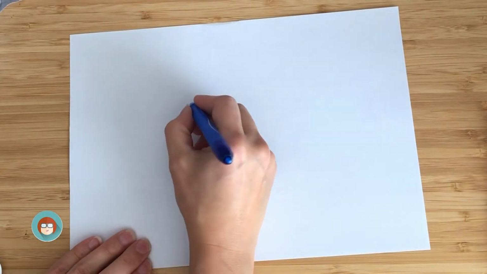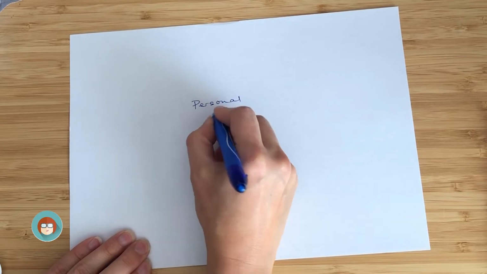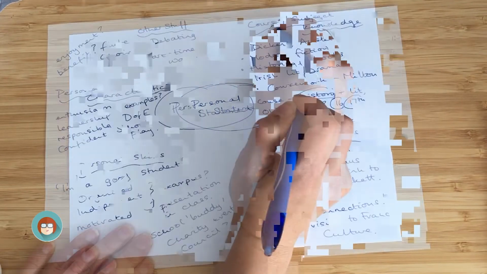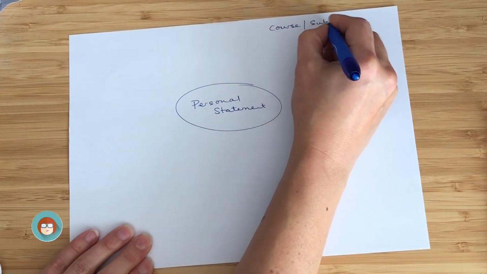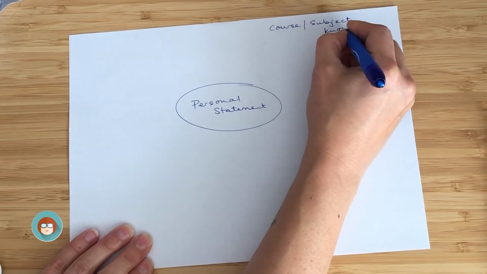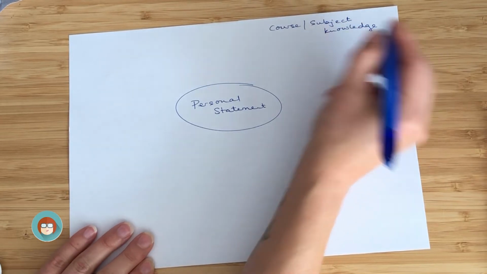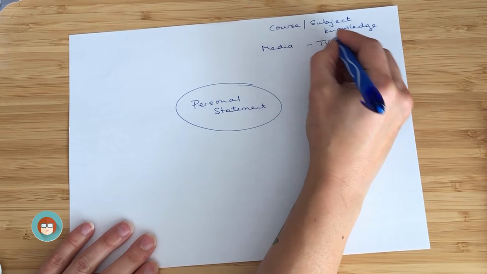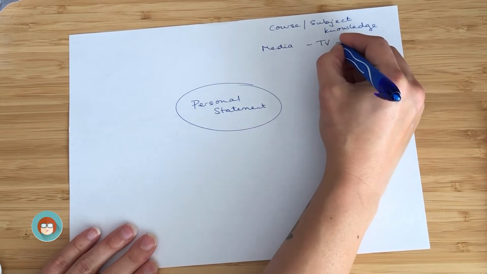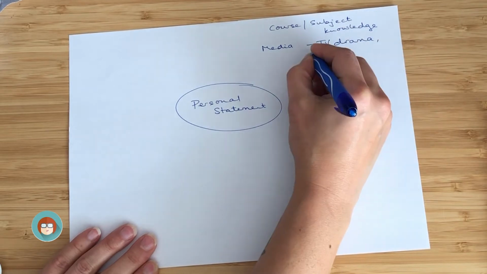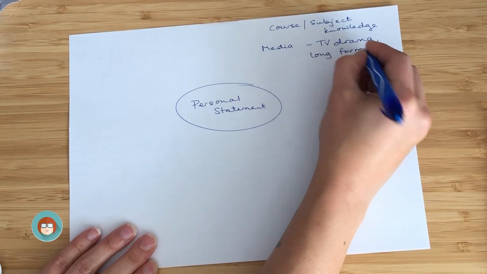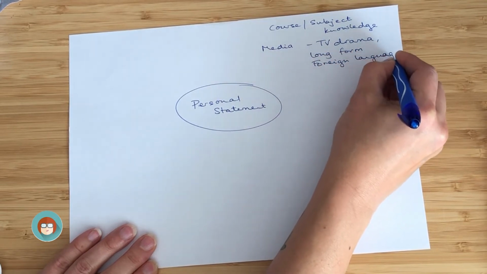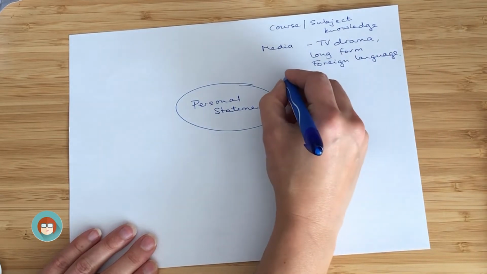So I'm going to use Maria's 5 headings to help me plan my media or film application. So her first heading was course and subject knowledge. So I'm going to think specifically about my media course and the things that I've done in there. So I've particularly enjoyed TV. I've enjoyed TV drama. I've liked long form TV drama, and I've liked looking at foreign language TV drama as well. And that's made me think about how they're structured.